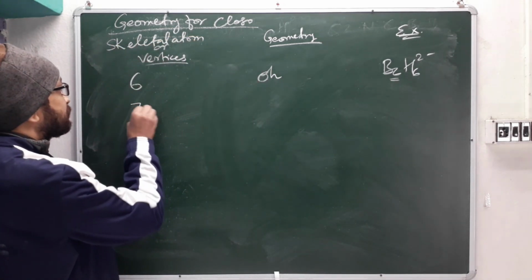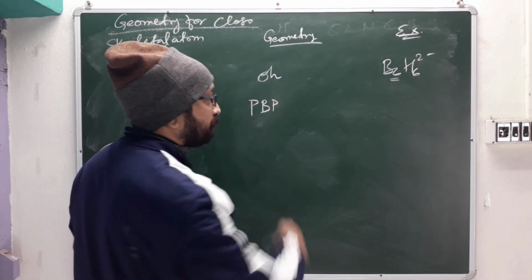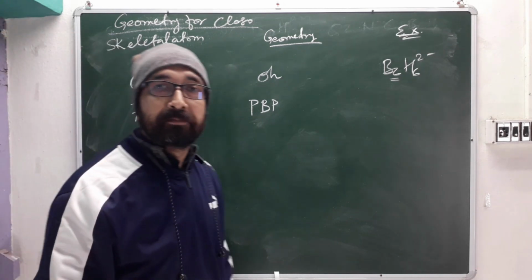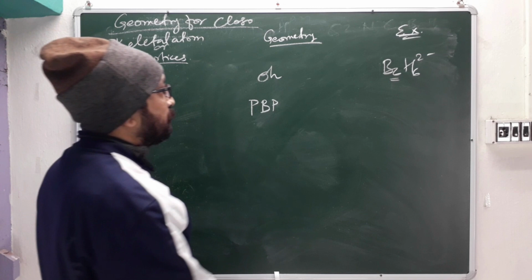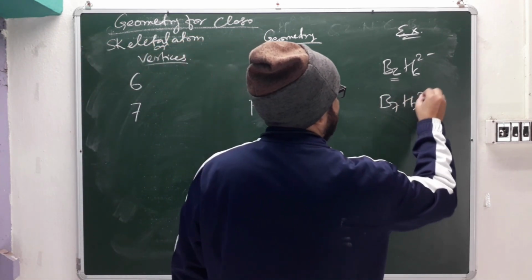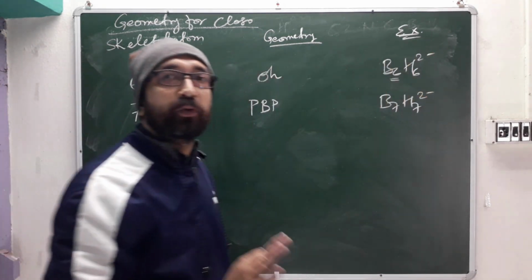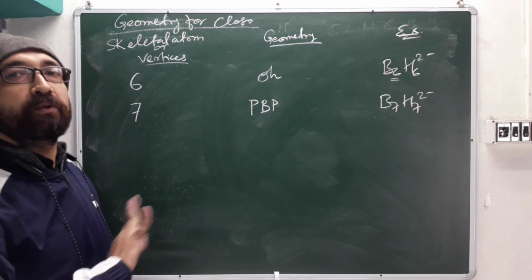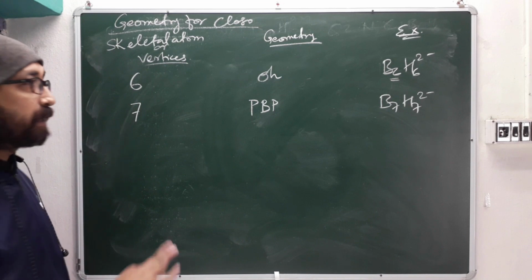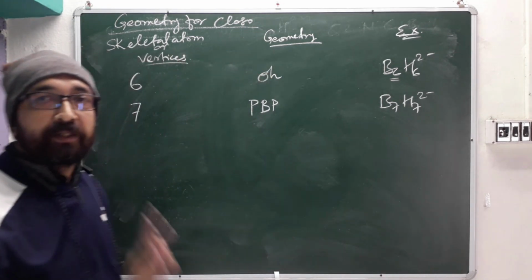Now if it comes to 7, then it will be PBP. What is PBP? Pentagonal bipyramidal. The example will be B7H7 2 minus. Everything should be in closo format, because I am writing 2 minus, it means it is in closo structure. The structure should be closo, then only this will be fulfilled, otherwise it will be false. We can't write it for nido, arachno, or hypo. You can write it only for closo.